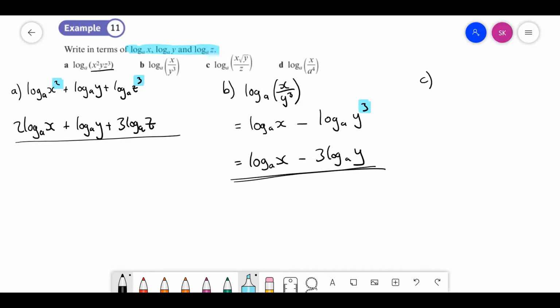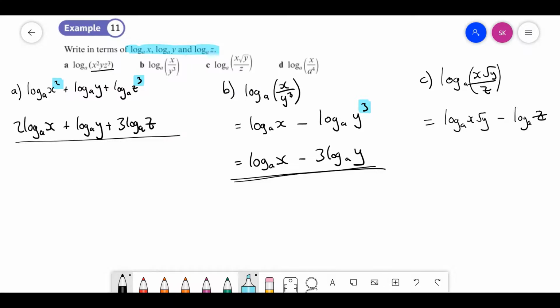Part C, I'll write it all out nicely first. So the first thing I'm going to do is use the division law to separate the x root y from the z. So it's a minus log base a of z.